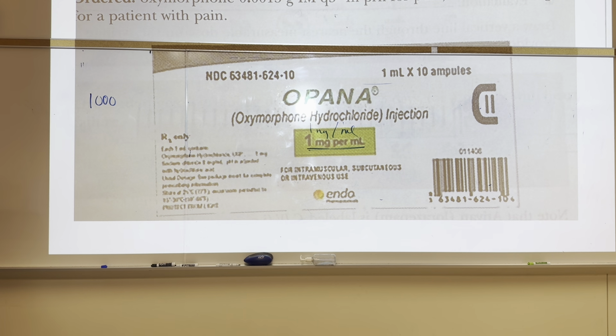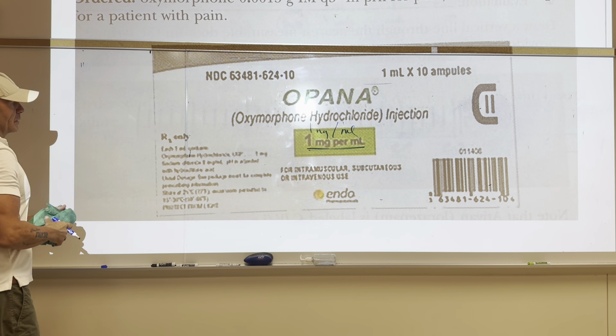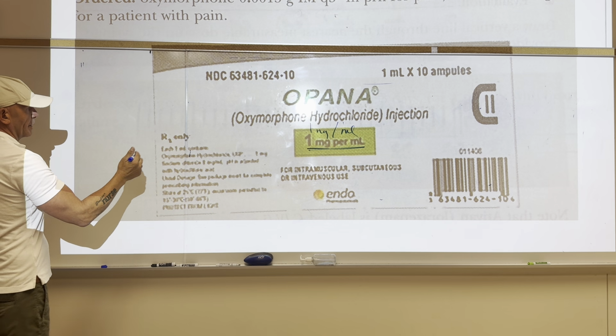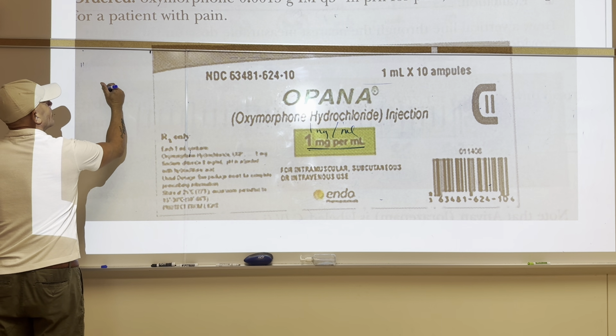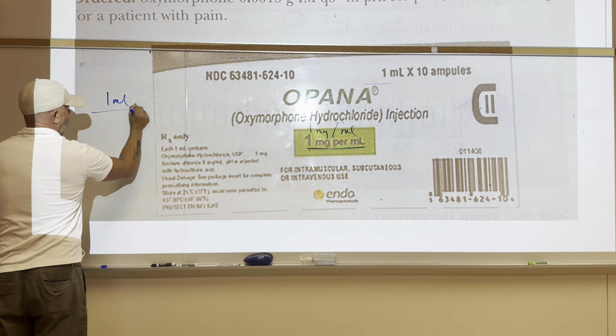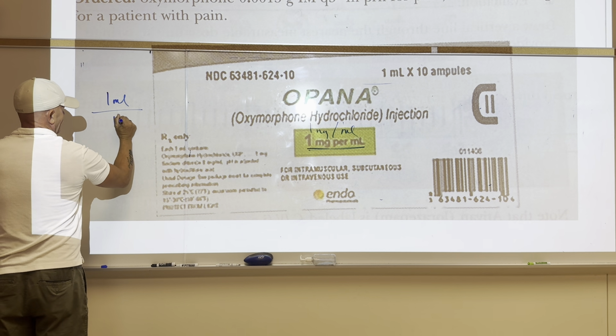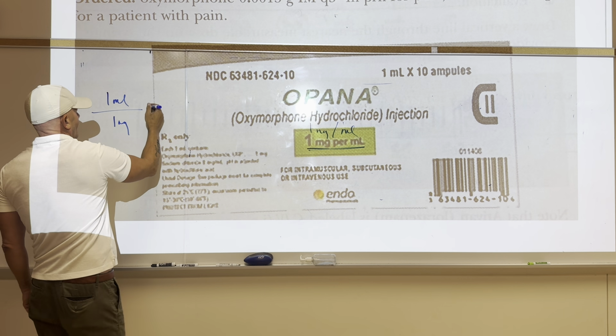Well, you know what? Let's just do it this way. I'm going to do it this way for you guys so you can see it. All right? So, our given dose is 1 milligram per ml. We're looking for ml. So, 1 ml over 1 milligram. Well, they've given you, we got to convert.